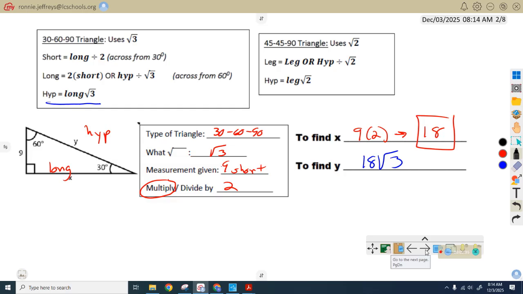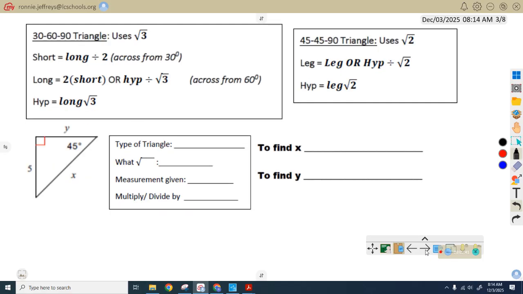Now, that's how you do these problems. All right, now, a 45-45-90 triangle uses the square root of 2. The legs are equal. They are congruent. This is an isosceles right triangle. The hypotenuse is the leg times the square root of 2.